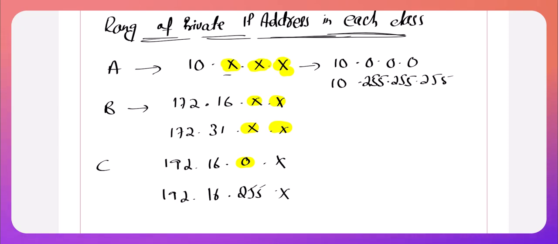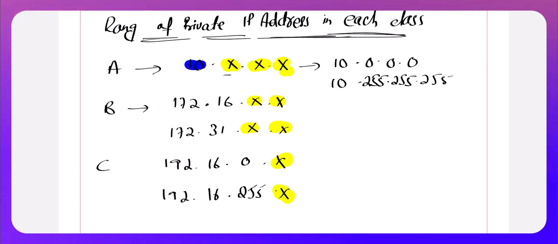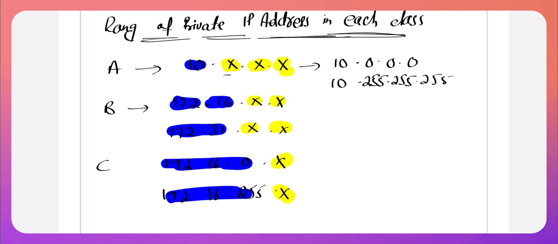Okay, and x is the host part, and this is the network part. Okay, class B has a total of 16 networks for the private. Class A has a single network.